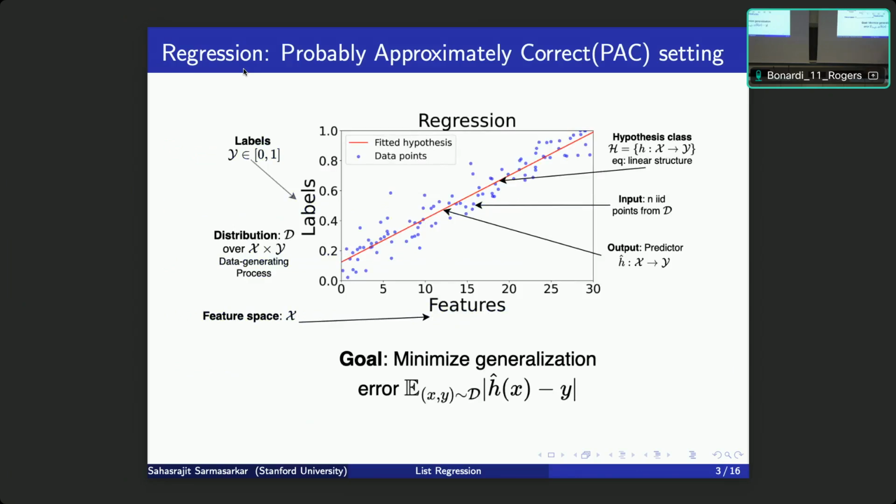Okay, so this is demonstrating regression with a diagram. So you have a feature space X, you have labels from 0 to 1, you have a distribution D over X cross Y, the data generating process. You have n i.i.d. points from D, and the aim is basically to fit a predictor, which is the regression. And here we consider the linear structure in this example diagram, and the goal is to minimize the generalization error.